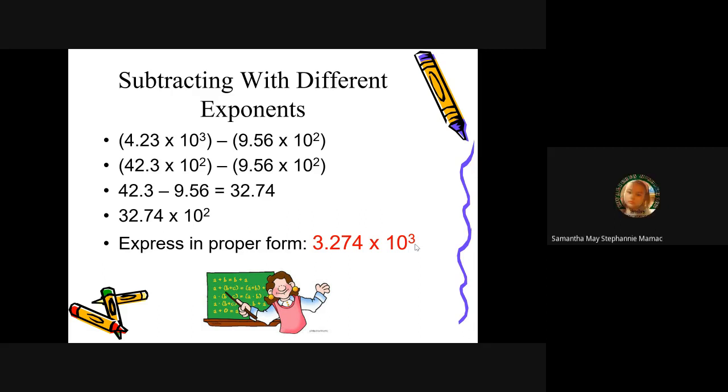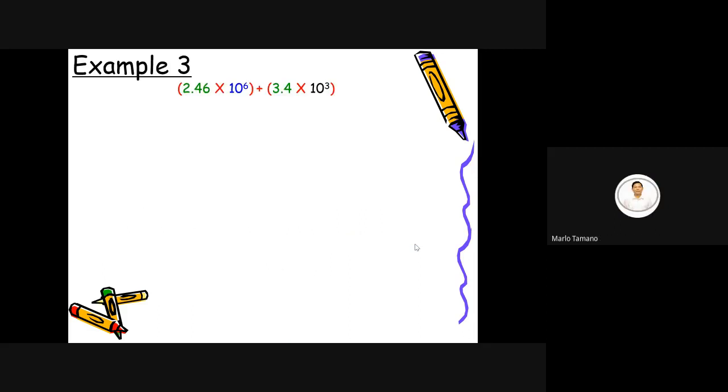Example number 3: 2.46 times 10 to the 6 plus 3.4 times 10 cubed. Which exponent will we follow? The 6 is the one I want us to follow.